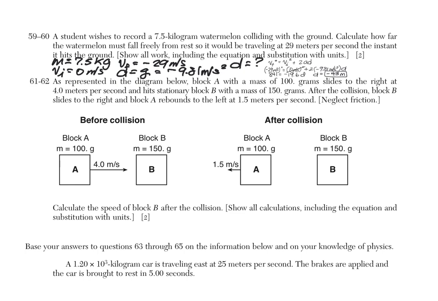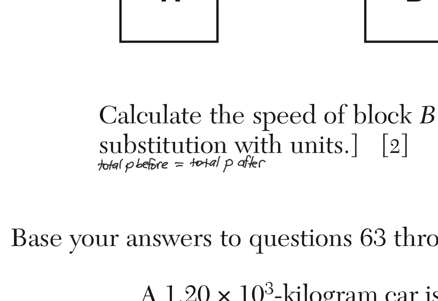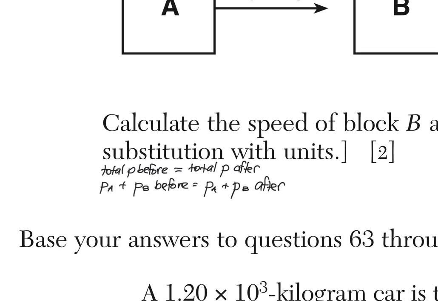So they don't stick together, so this is going to be an elastic collision. And I'm just going to derive the collision equation because it's not on the reference table, so I want you to understand where it's coming from. So what is on the reference table is that total momentum before equals total momentum after. We have two blocks, so we have A and B, so the total momentum of A and B before equals the total momentum of A and B after.